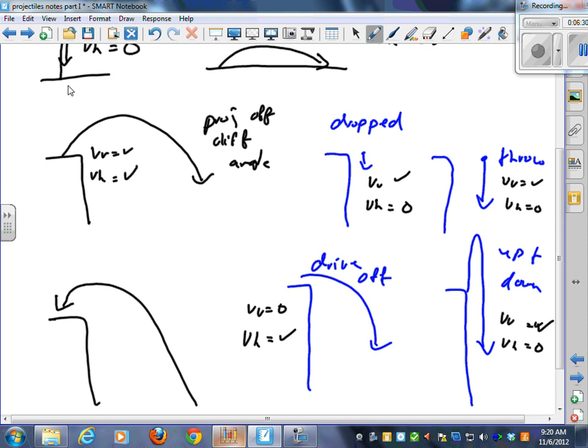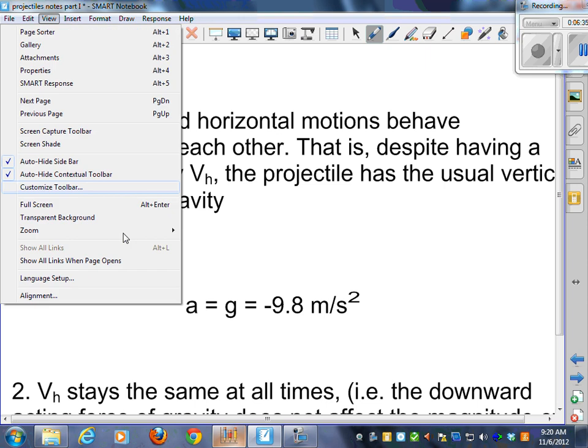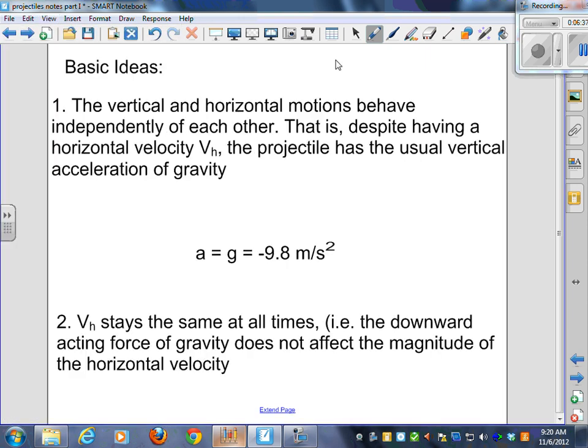Good? All right. So some basic ideas here, and if you want to jot these down, you can. If you want to abbreviate them, it's a good idea. If you want to just sit back and relax and print them out later, that's also just fine with me too. Vertical and horizontal motions behave independently of each other. There's no relationship between vertical and horizontal. None. Okay? Only use gravity when you're dealing with vertical things. Gravity only acts vertical. If you can keep that straight, you're off to the races.